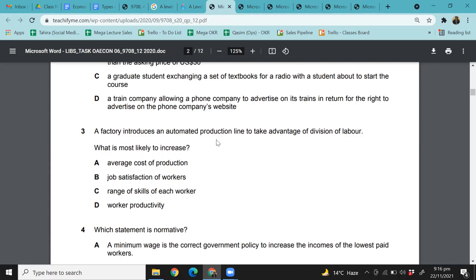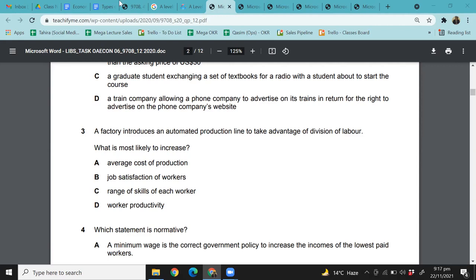But yeah, what do you think is the answer? What is most likely to increase? B, Zuan is saying job satisfaction of workers. Total cost divided by total quantity produced, I think D, right? Okay, what about others? Make a guess. If you don't know, D, because it is saying B. Zoya, are you Khadija? And your name is entered as Zoya? Because that is always very confusing for me. A, average cost of production. Okay. Zen, do you want to make a guess?